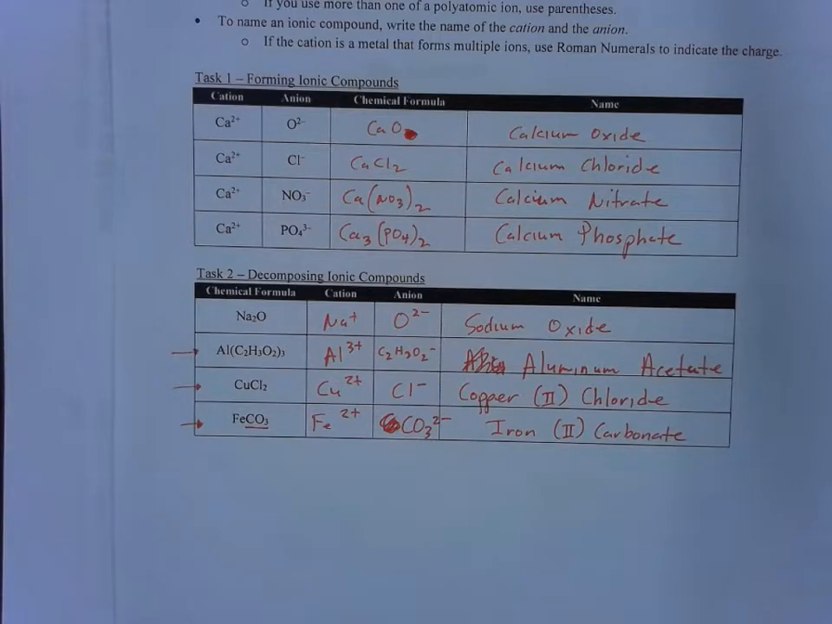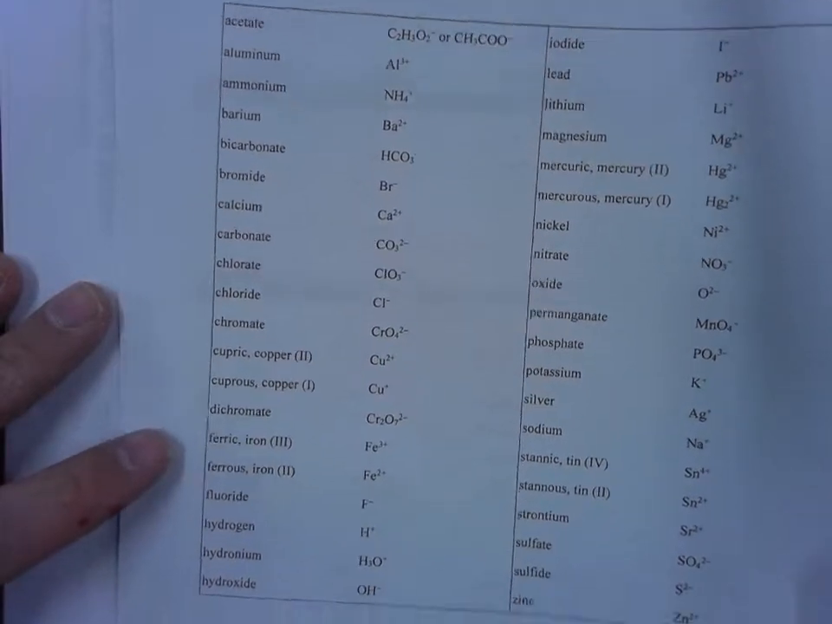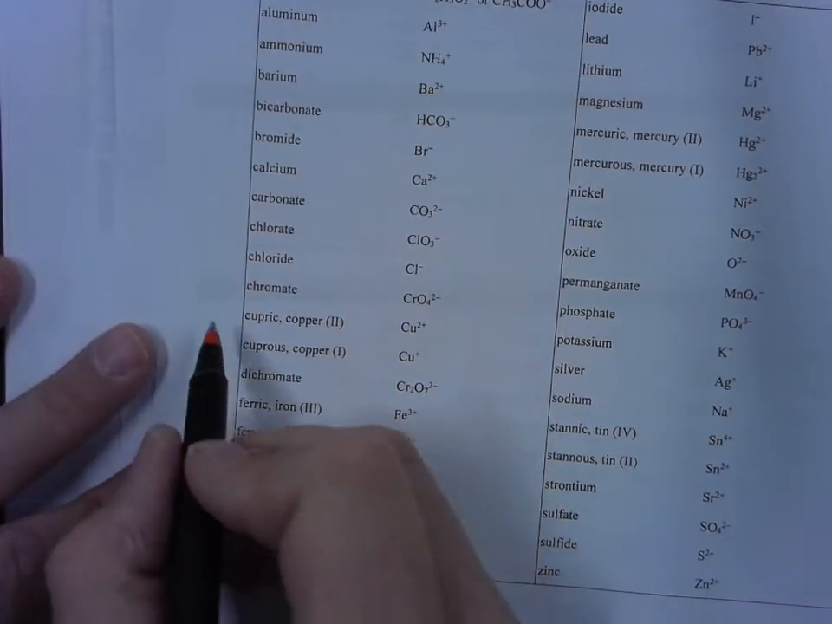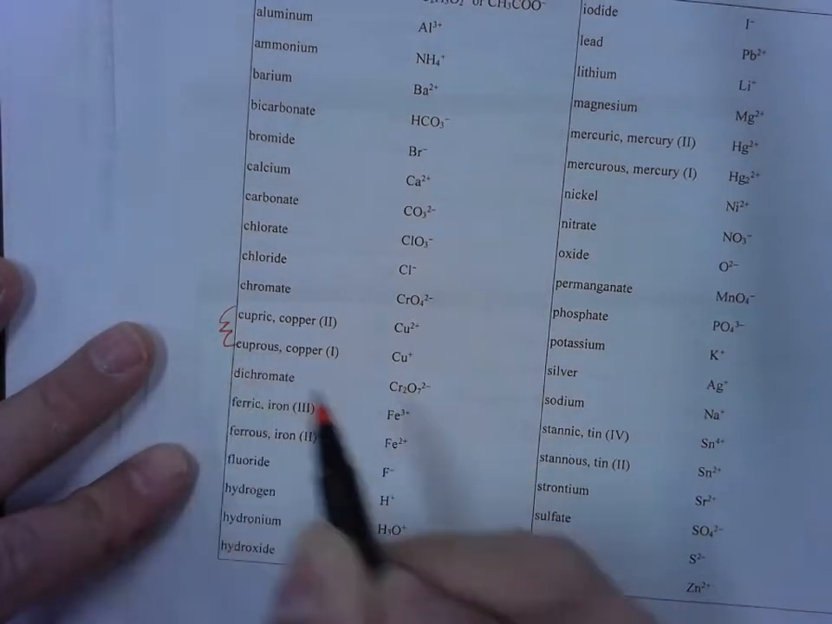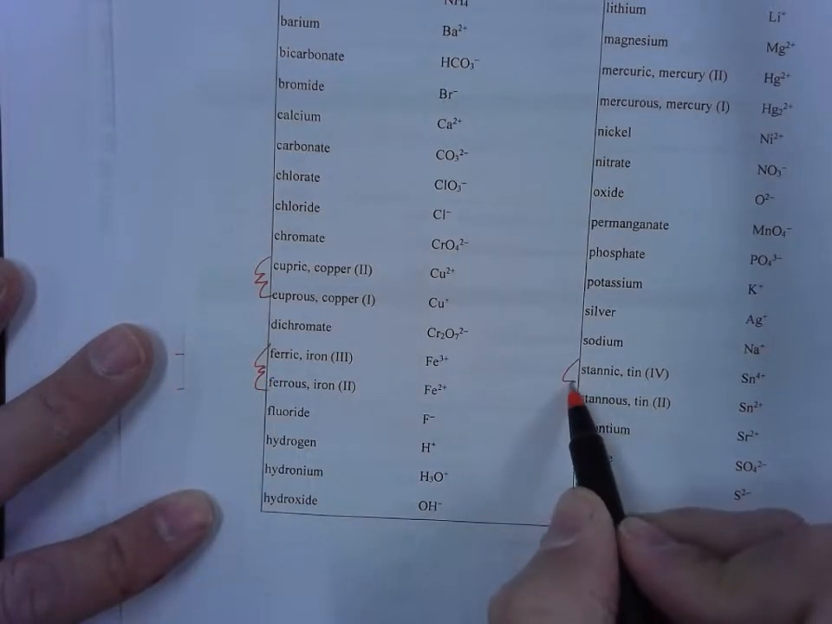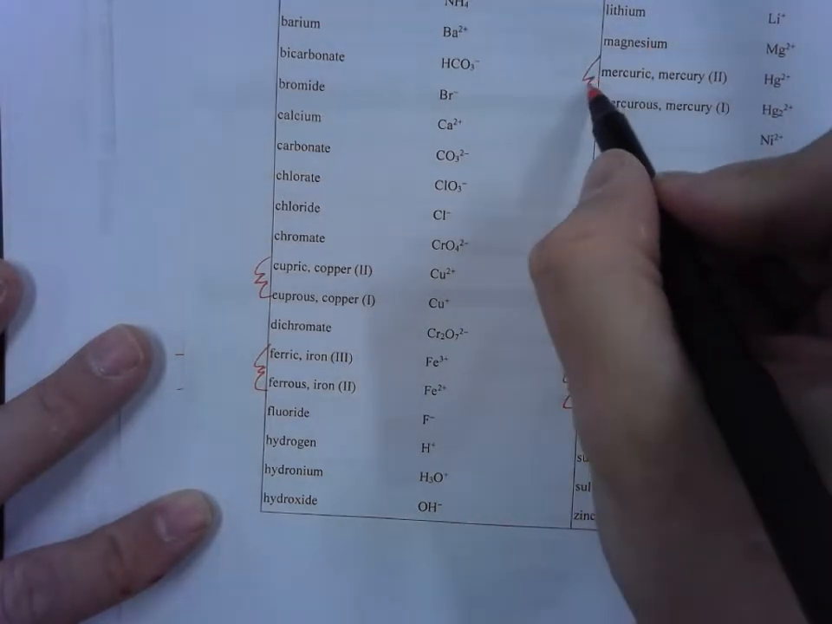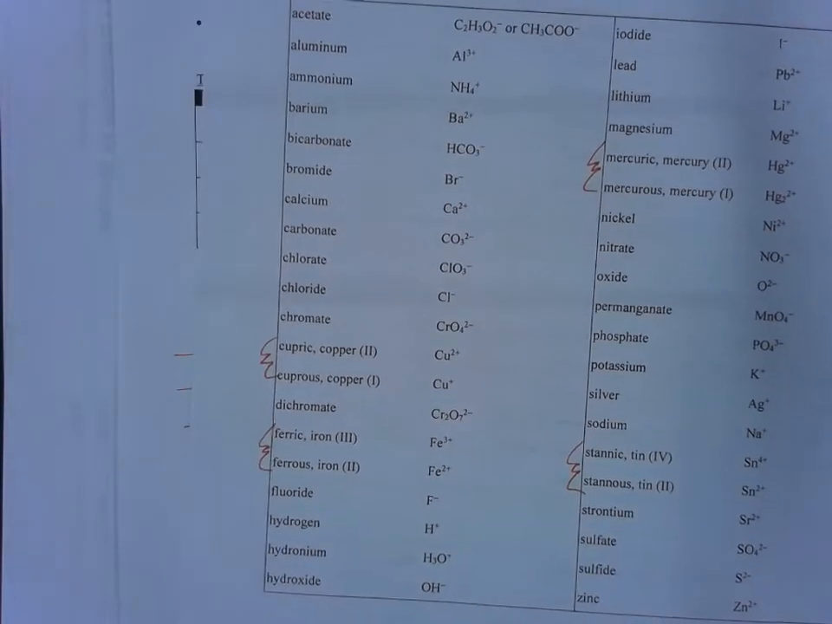Where do I have to worry about Roman numerals? Well, it tells you right here on your chart. There's only a few of them. There's only copper, iron, tin, and mercury. Those are the only ones you need to worry about that are a little bit tricky.